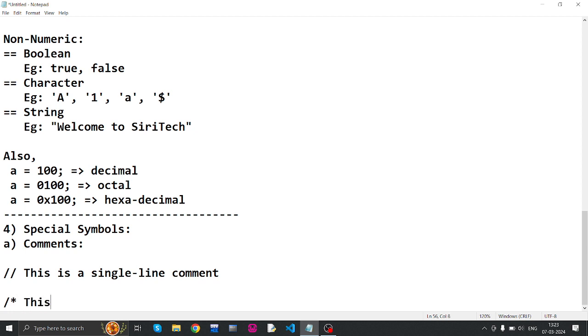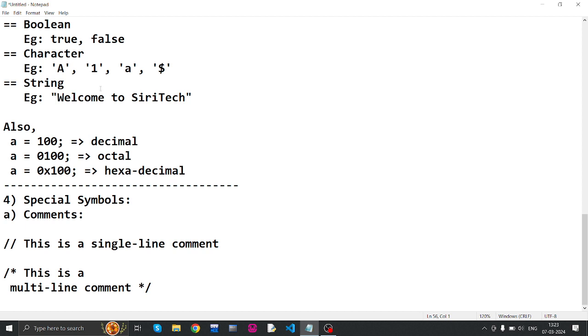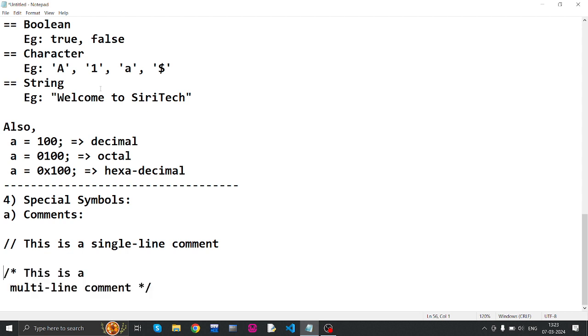Suppose I want to provide a comment in more than one line, then I can use symbols like this: slash asterisk, asterisk slash. These symbols are used to represent multi-line comments, where this symbol indicates the start of the comment and this symbol indicates the end of the comment. So comments are English language sentences we write to understand our program better.